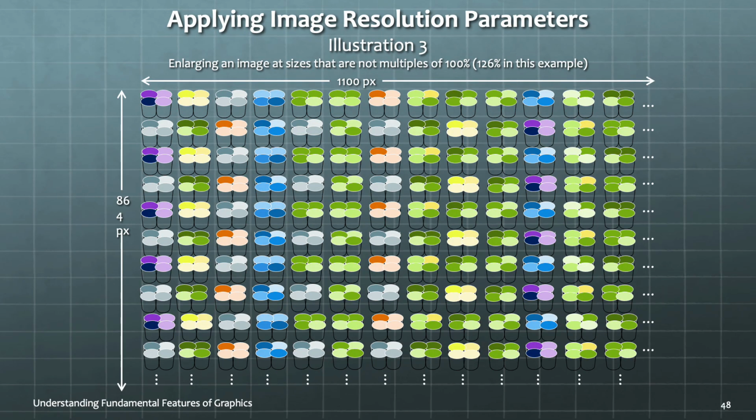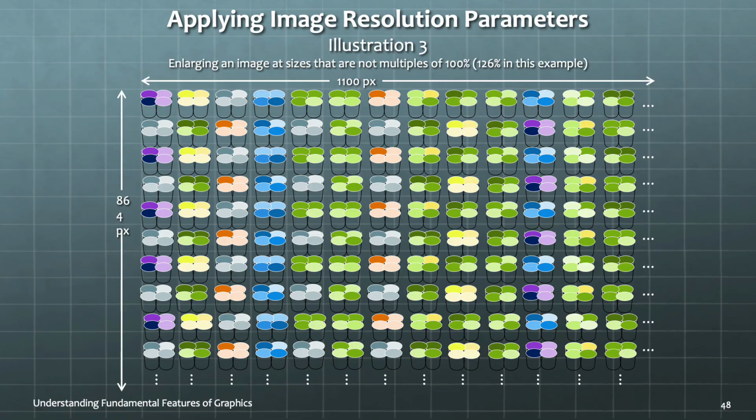Now I'm going to show you what happens when you resize images at sizes that are not multiples of 100%. Resizing images outside of multiples of 100% is way more complicated than what you saw in the last slide. The illustration here is an example of resizing an image at 126%. The pixel dimensions have changed, as you can see, from 700 by 550 to 1100 by 1864. The aspect ratio of the width to the height of the image is preserved, but the problem here is that you can't have 126% of a screen or printer dot. They are hardware dots that cannot be altered.